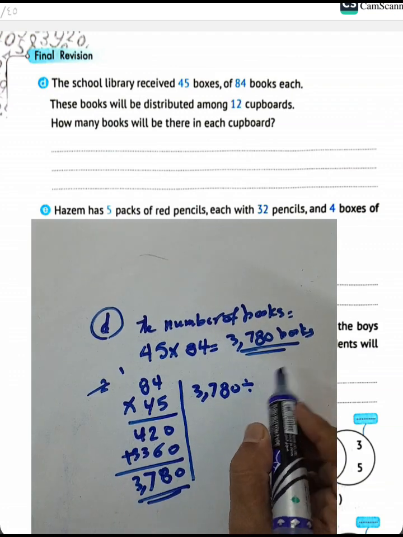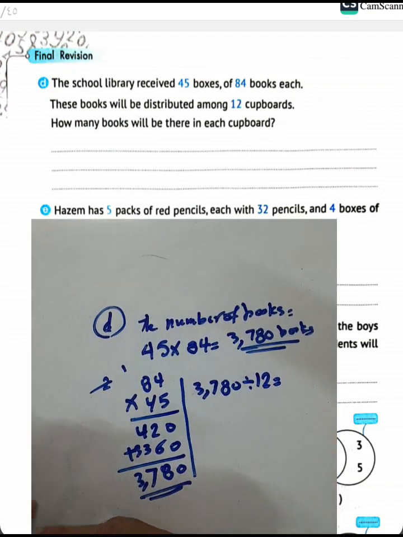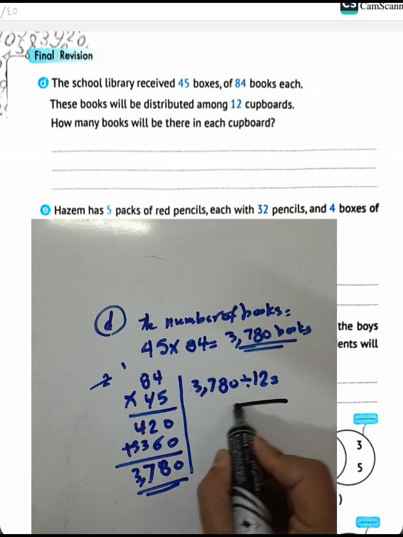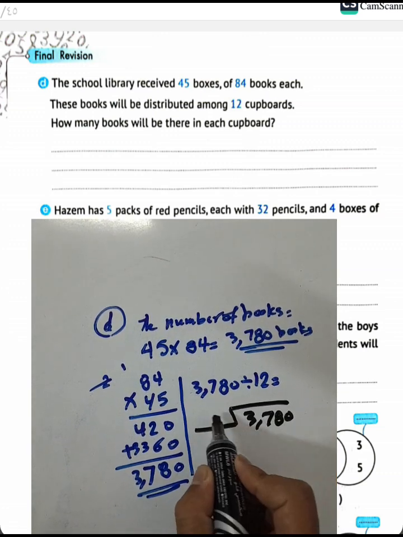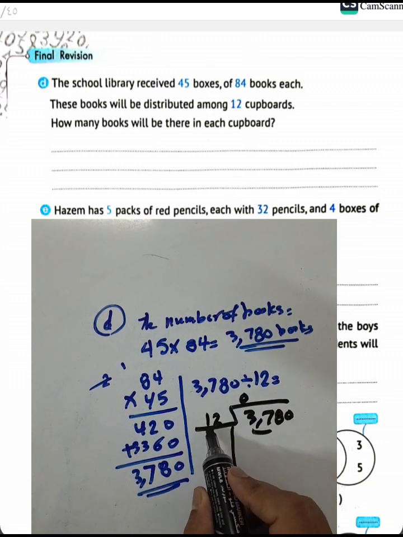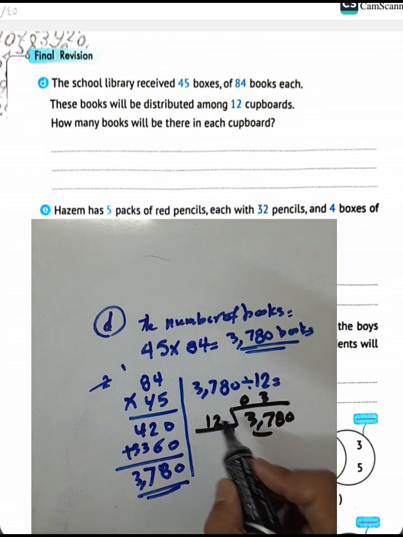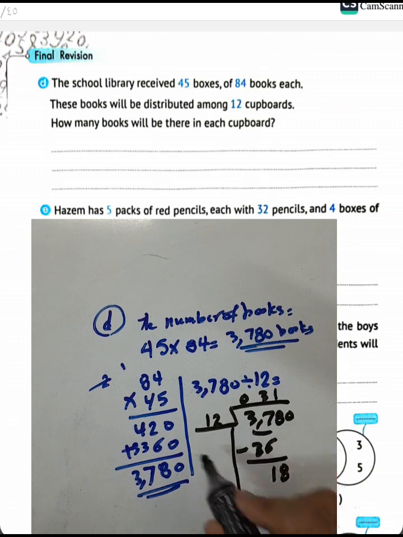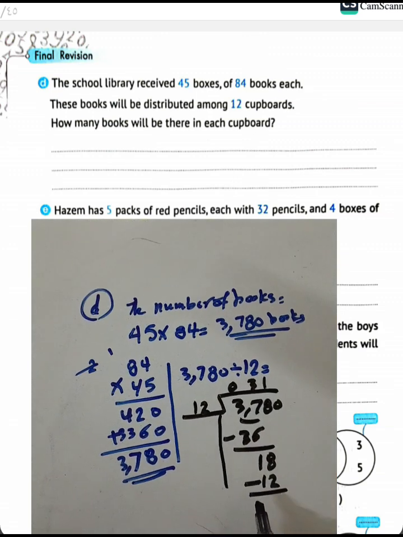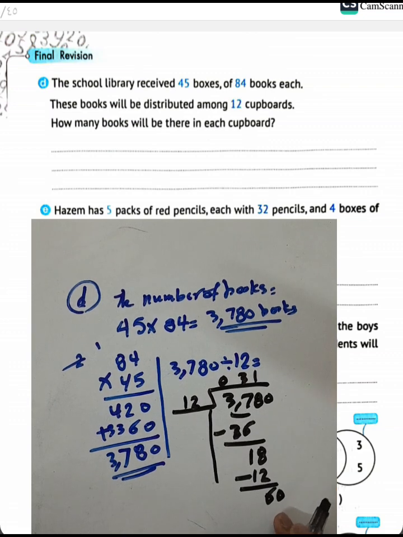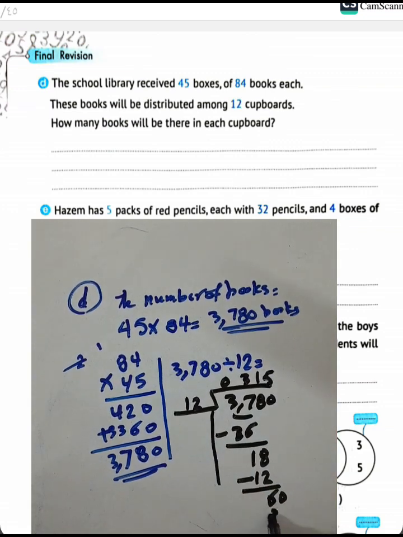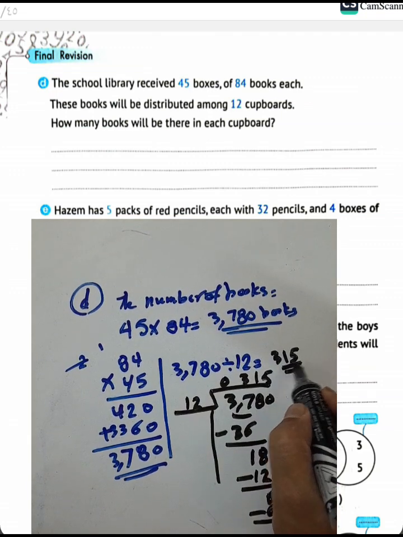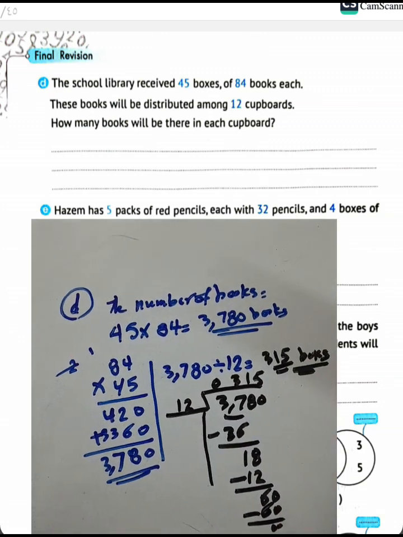Next step, 3,780 divided by 12. We have 12 cupboards, okay, to find the number of boxes in each cupboard using long division. Right here, 3,780 divided by 12. 37 divided by 12 is the nearest number 3, because 3 times 12 equals 36. The difference is 1, and then drop 8. 18 divided by 12 equals 1. 1 times 12 equals 12, and the difference between the two numbers is 6. And then drop 0 here, 60 divided by 12 equals 5. 5 times 12 equals 60. So we have 315 boxes in each cupboard.